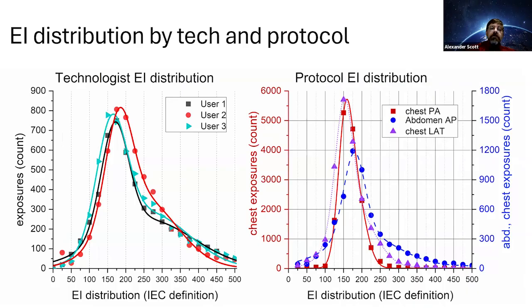By technologist, we can see how their exposure index is distributed. I think this is over the course of a year. So user 1, 2, and 3 are fairly close together. And when we see a technologist who is significantly shifted compared to the distribution, that would be an opportunity to talk about, maybe what their expectations are for the correct dose. They might be used to different equipment where doses had to be higher.